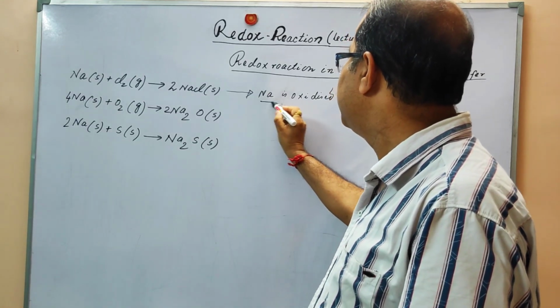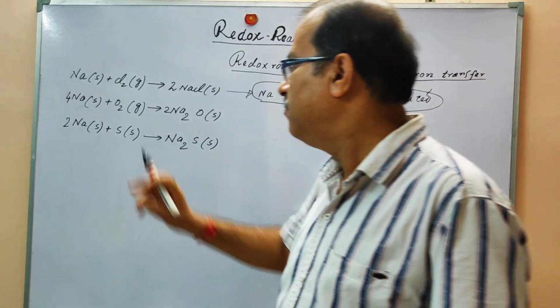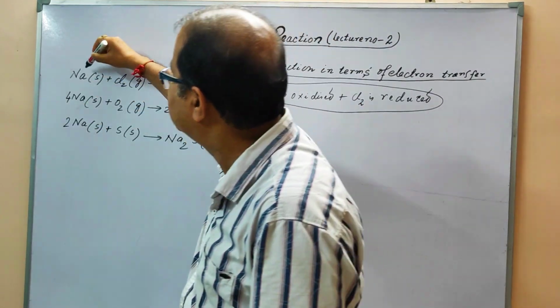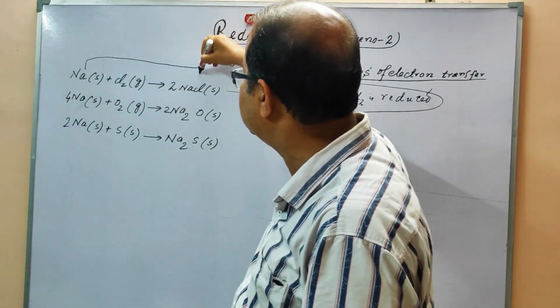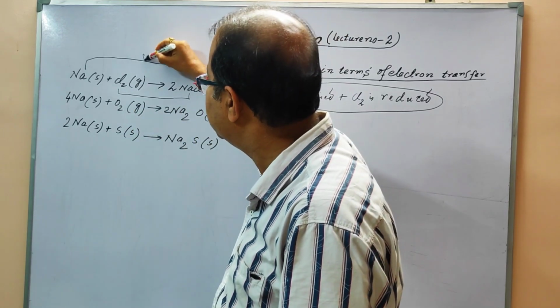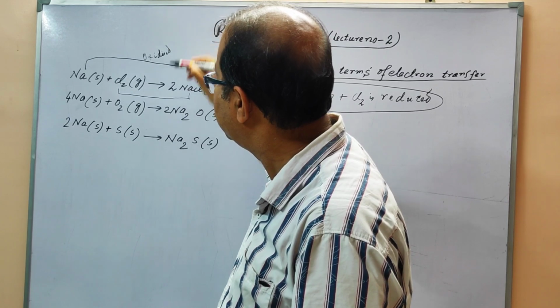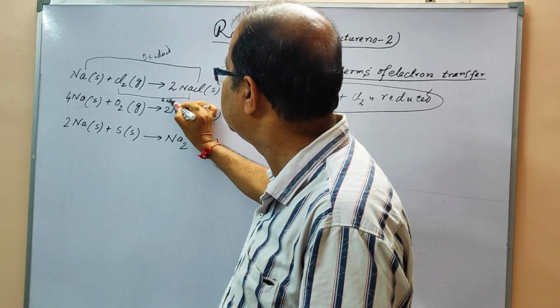So we can understand this reaction easily. In this reaction you can see both reduction and oxidation processes: sodium is oxidized and chlorine is reduced. You can write this is oxidized and this is reduced.